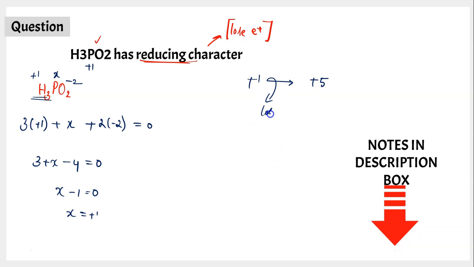By losing more electrons, isn't it? But anything that has the capacity to lose electrons is called reducing by nature. It is supposed to have that reducing character, isn't it? And that's why H3PO2 has reducing character, because it has the capacity to lose 4 more electrons to reach the maximum oxidation state. I hope you have understood this, and let's now move on to the next question.